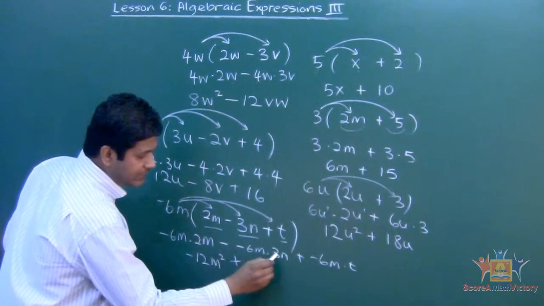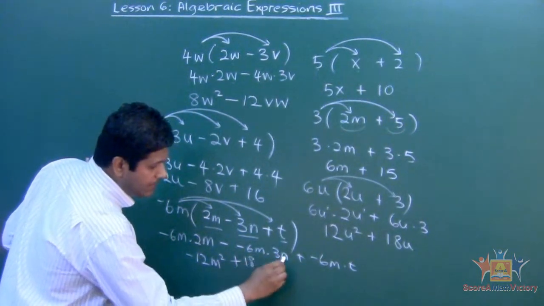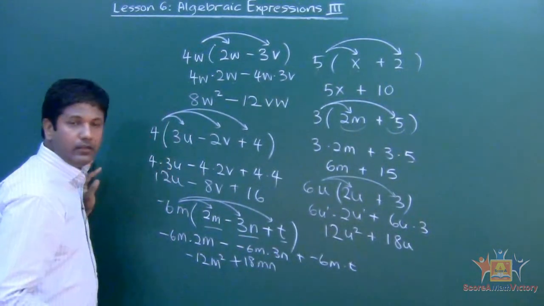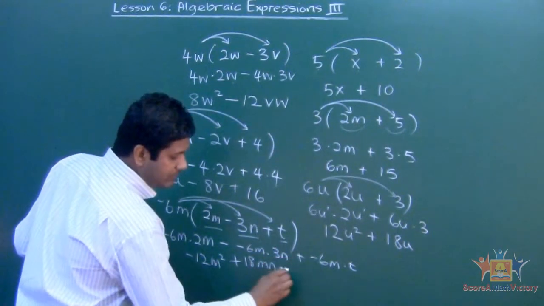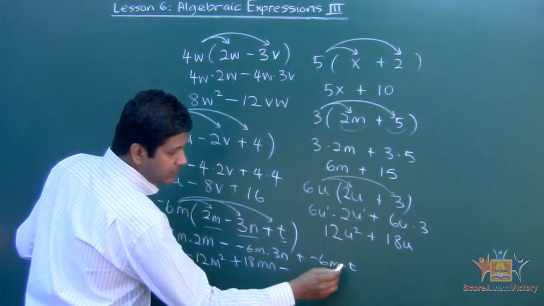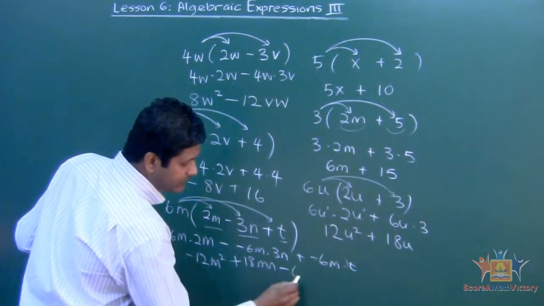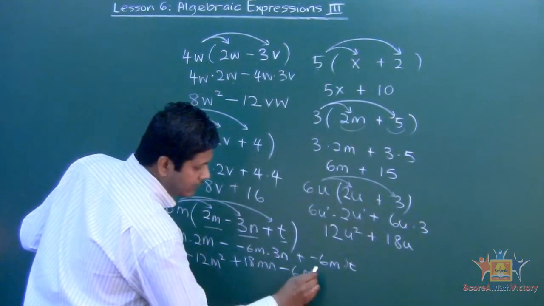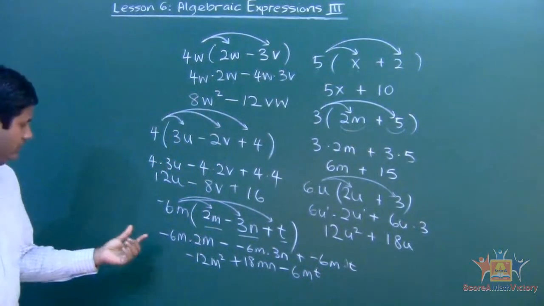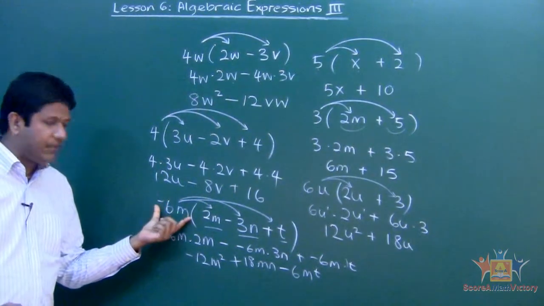Negative, positive, 6 times 3 is 18. mn. Plus and minus becomes minus. 6, there's no number, there's a 1 right there. You just put 6, m times t, mt. Right there. See that? So be careful when you're distributing with a negative number.